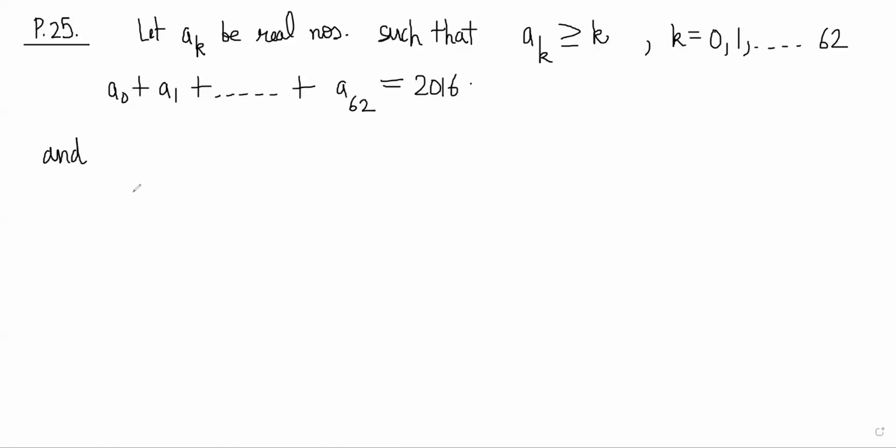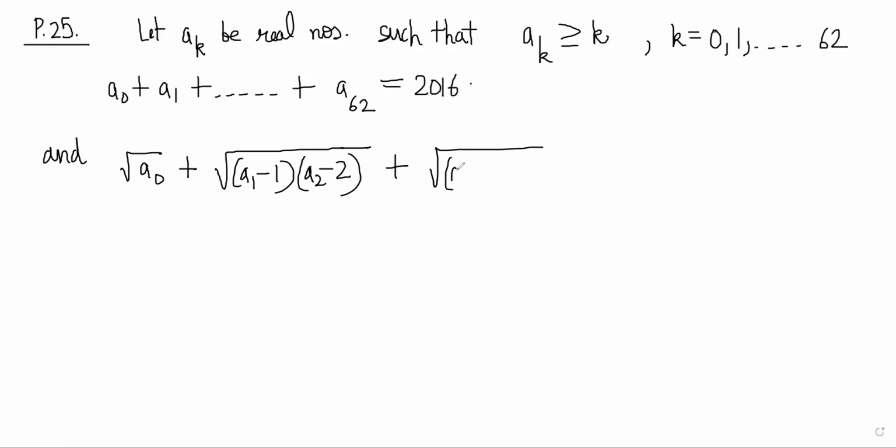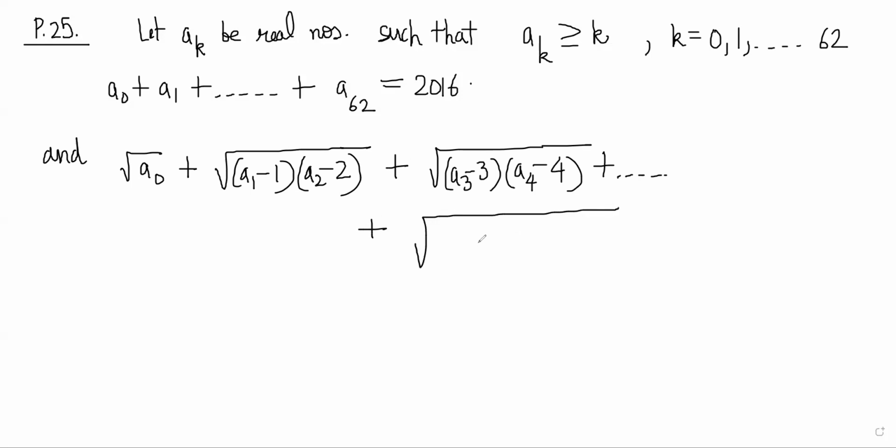And square root of a0 plus square root of (a1 minus 1) multiplied by (a2 minus 2) plus square root of (a3 minus 3) multiplied by (a4 minus 4) and so on till the last term, which is square root of (a61 minus 61) multiplied by (a62 minus 62). This thing is equal to 32.